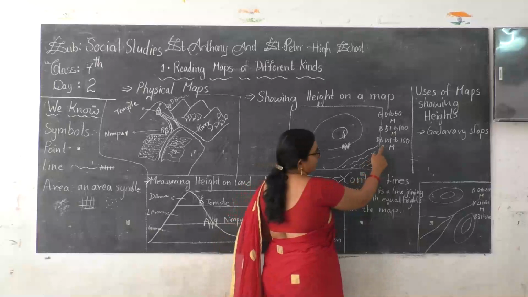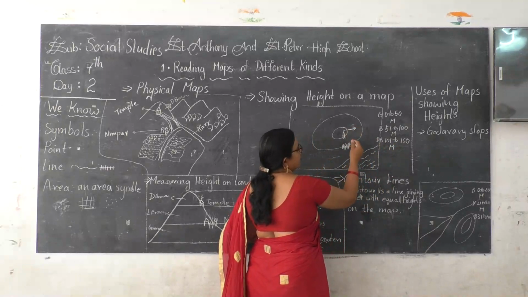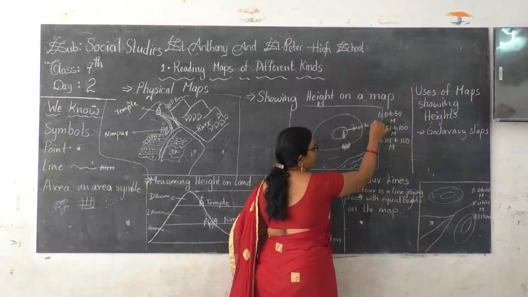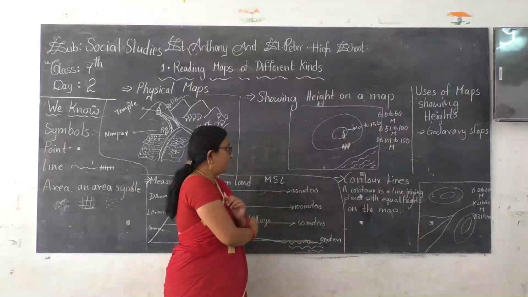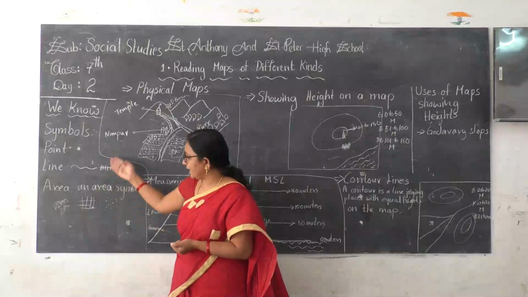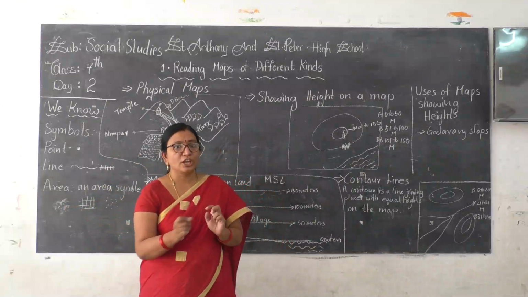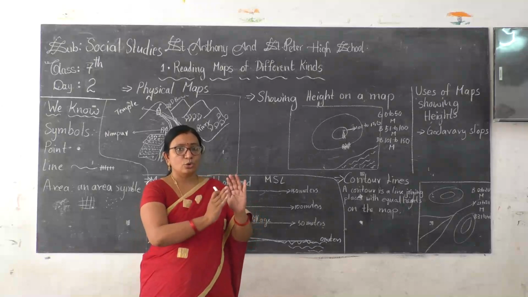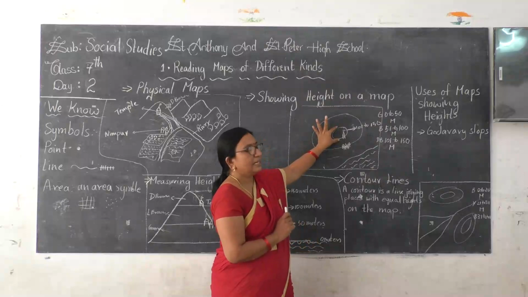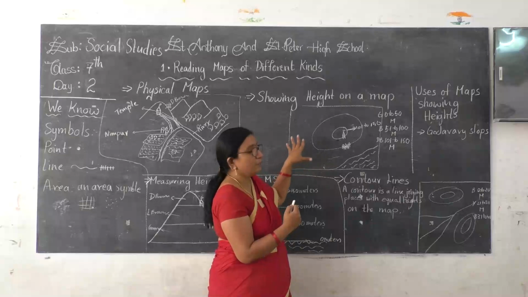The height is from 101 to 150. So the highest peak is shown with the help of dark shade. I told you in the symbols that an area is shaded with the colors to show the importance of the place. So this space shows it is the highest height of this Nimpur village.